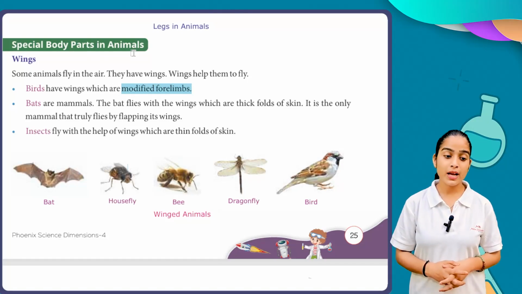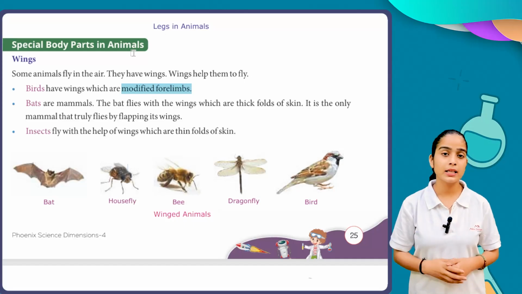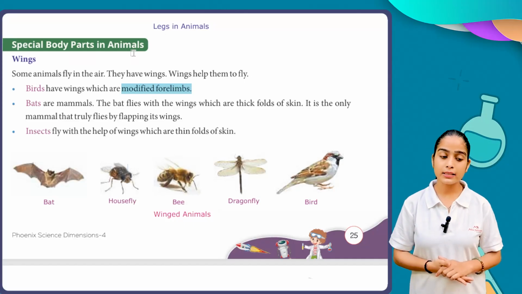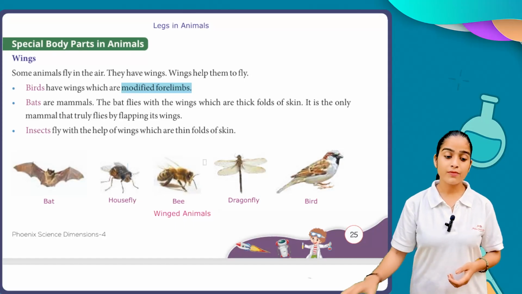Next we have insects, which fly with the help of wings which are thin folds of skin. So we have the mosquito and housefly. These are insects that have thin wings, and by flapping their thin wings they can fly in the air. And these are the examples we have: bat, housefly, bee, dragonfly, bird.